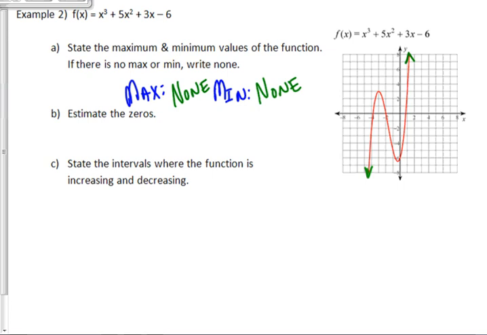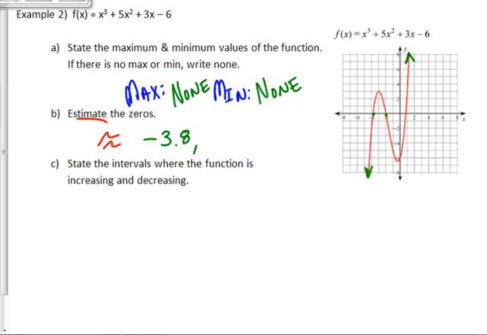Estimating the zeros, again an estimate. So an approximation, it's where it crosses your x-axis. And in this case I see that it crosses slightly below negative 4. So I'm going to say that it's approximately, I don't know, negative 3.8. That's one of my values.